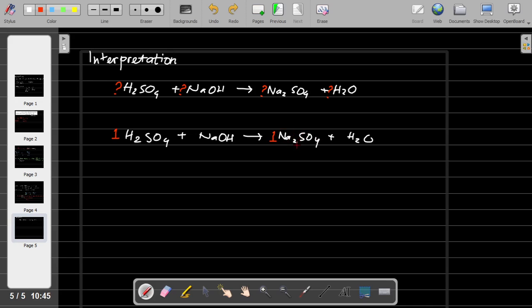On the right hand side we have two atoms of natrium, so we have to put 2 here, because 2 natriums times 1 is still 2. On this side we have only 1 natrium, but times 2, so we have 2 atoms of natrium. So let's find the coefficient of the water or H2O.